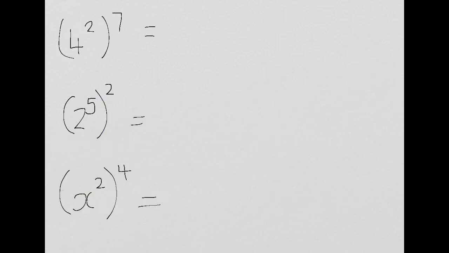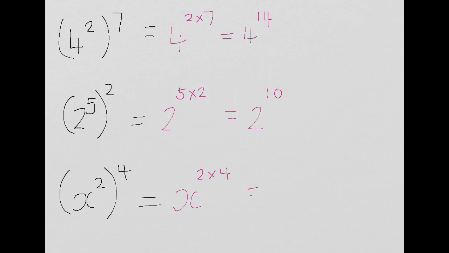So let's look at these. How would I do this? Well, this would be 4, and this index would be 2 multiplied by 7. So that would be 4 to the 14. Here, 2 to the 5 multiplied by 2. So that would be 2 to the 10. And here x, and it's 2 multiplied by 4. So it would be x to the 8.